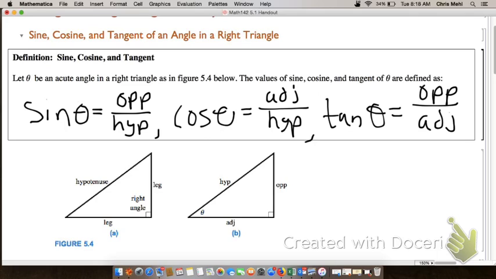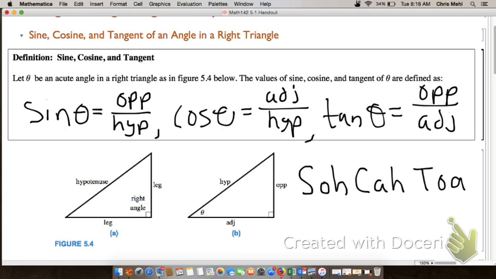Some of you might have seen a mnemonic to help you remember this: SOHCAHTOA. The first three letters are telling you that for sine of an angle, the value is the opposite over the hypotenuse. For cosine, it's adjacent over hypotenuse, and for tangent, it's opposite over adjacent.